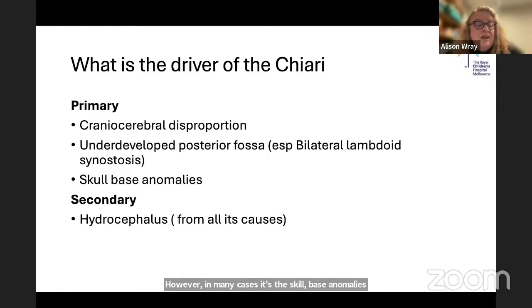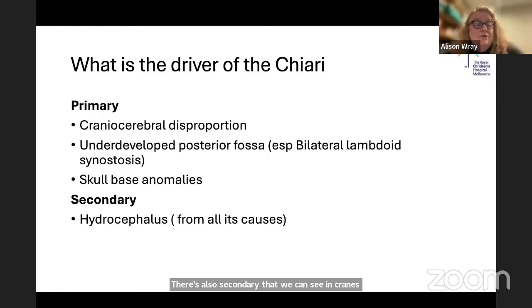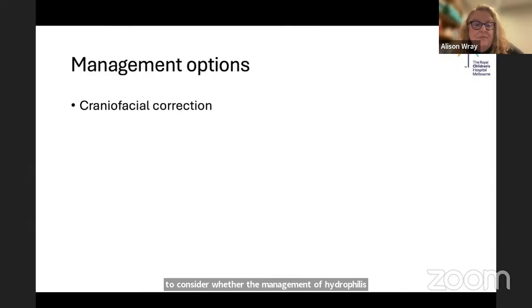There's also secondary Chiari that we can see in craniosynostosis, and that's from hydrocephalus and from all the various ways that we can get hydrocephalus with sutural synostosis. And if our primary driver is hydrocephalus, then we have to consider whether the management of hydrocephalus is our best first step in treating the Chiari.